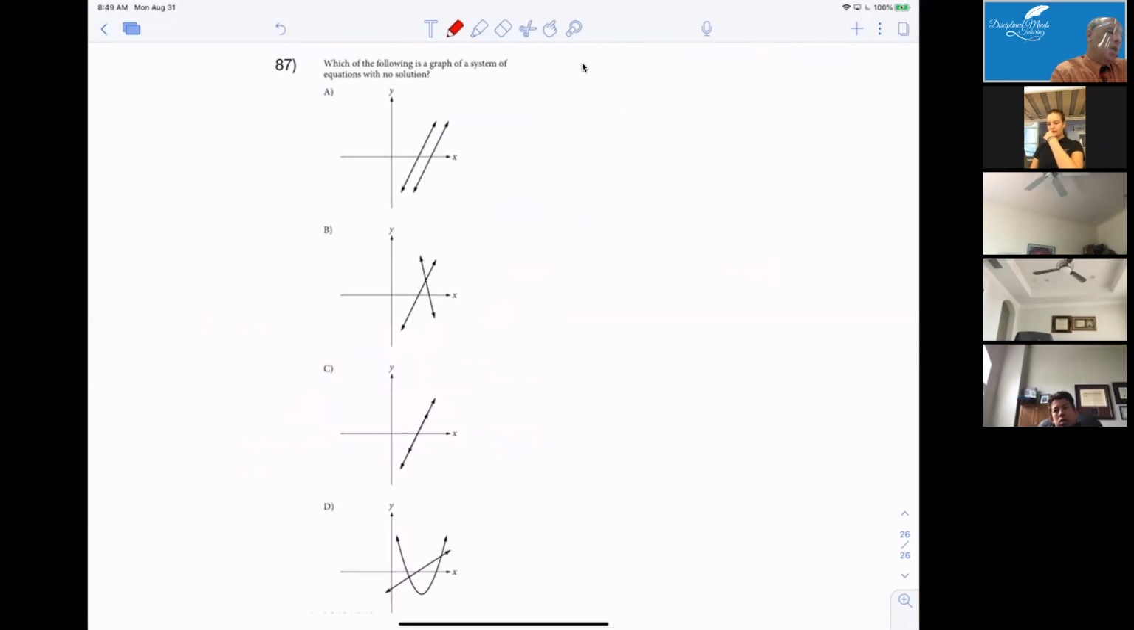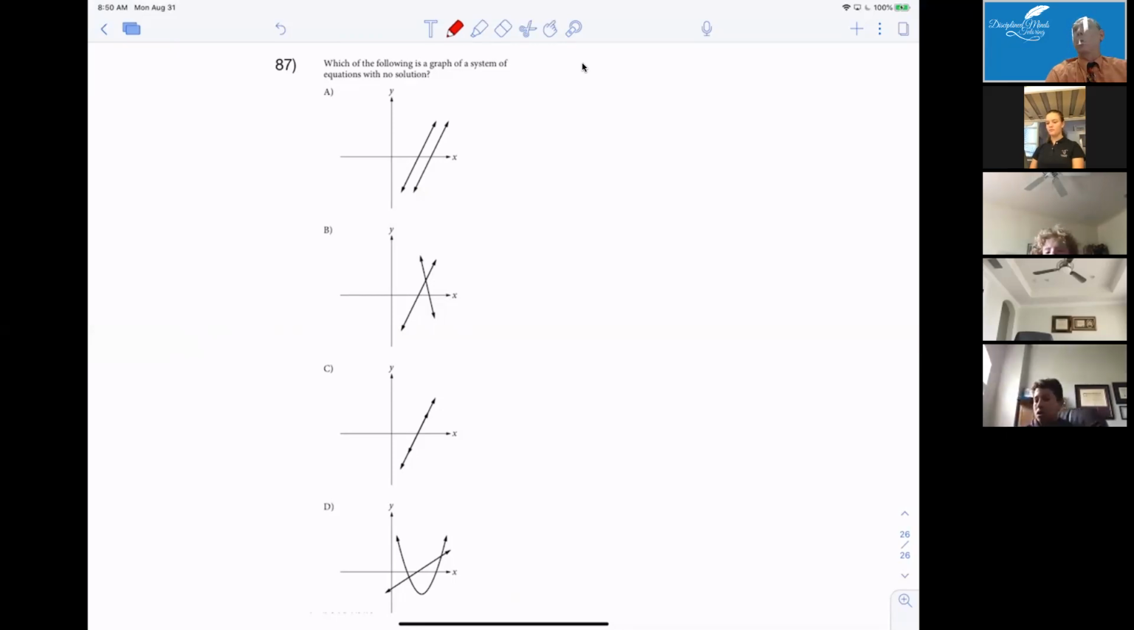All right, 87, what does this say? Which of the following is a graph of a system of equations with no solution? Which one has no solution? Confidently, D. Someone else. Olivia. Don't change your answer. Tell us. Who said A? Why?